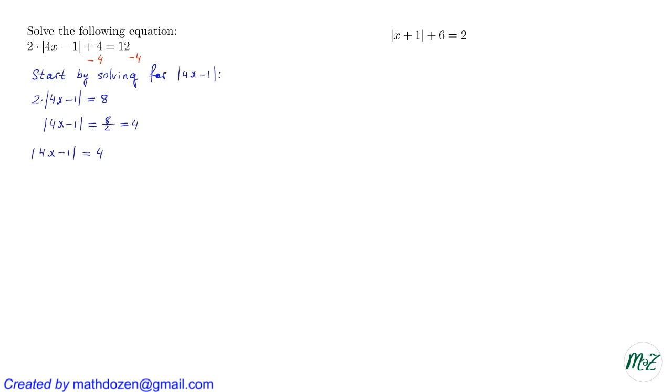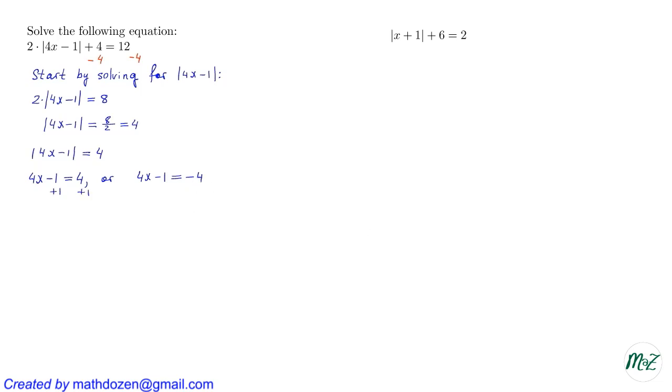So once we have this equation in the form, absolute value of something equals a number, we're ready to get rid of the absolute value sign. So this absolute value of 4x minus 1 being equal to 4 means that either 4x minus 1 was equal to 4 to begin with, or the other option is that 4x minus 1 was equal to negative 4, but then absolute value took away that negative sign. So we're going to solve each of those two options independently.